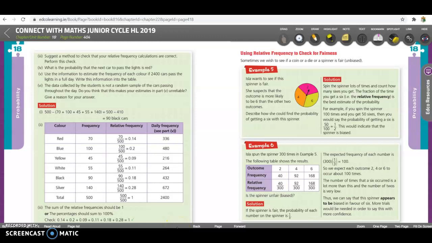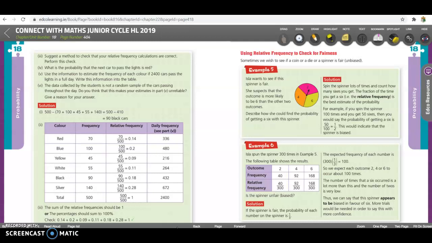All right, continuing on with this example 4 from the textbook, I was just looking at what's the probability the next car to pass the lights is red. So as I said, without actually collecting this data, without working out these relative frequencies, I would just be guessing that. If I hadn't stood there and counted how many red cars out of the 500, if I was trying to give you the probability of red, I would be completely guessing it. So by doing this work, by getting the relative frequencies, I am able to work out probabilities.